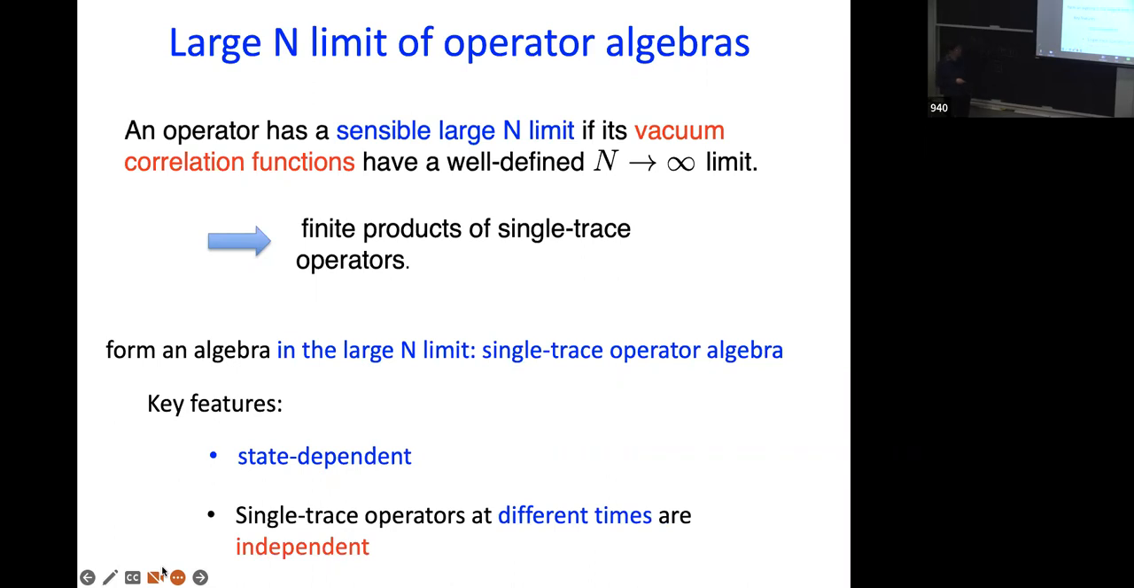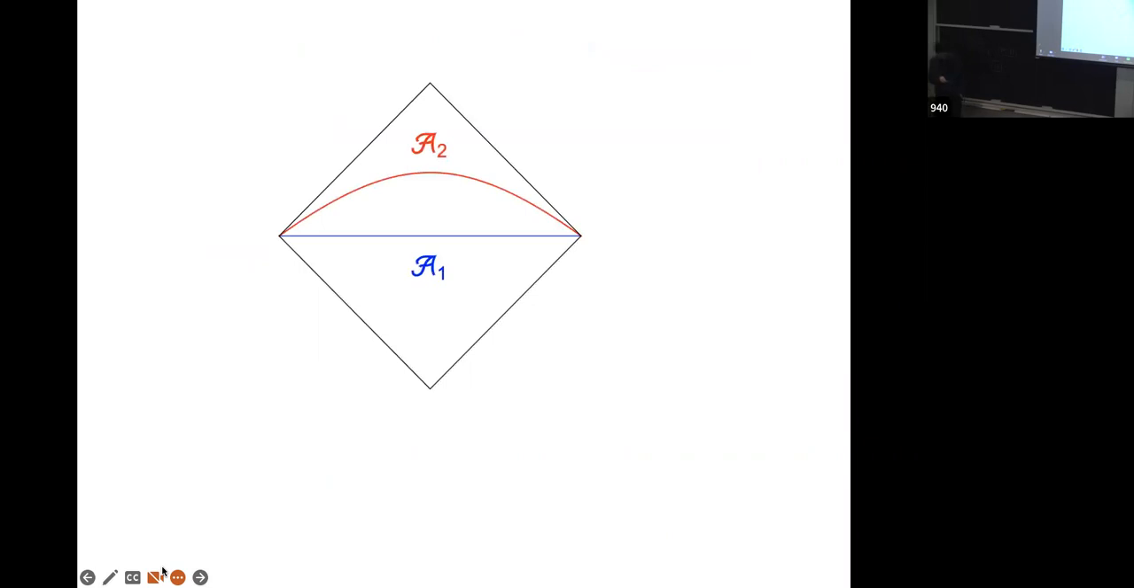And the second is that the single trace operators at different times are not independent. This feature was also used by Xiaoliang yesterday, so let me emphasize that. Let me look at this causal diamond in, say, quantum field theory. Let's look at two slices of this causal diamond. This can also be full flat space time, or a finite causal region. Look at the operator algebra associated with this blue slice and the operator algebra associated with this red slice, which are called A1, A2.